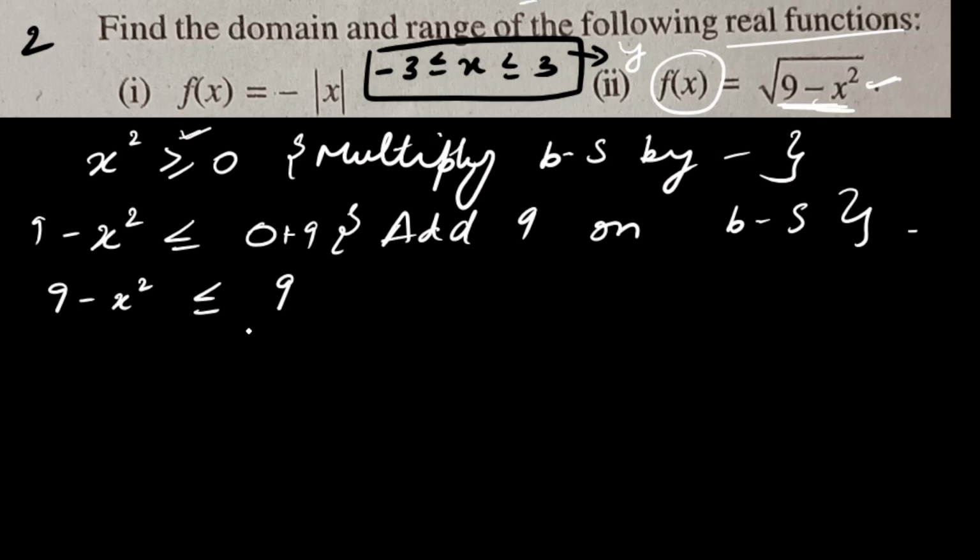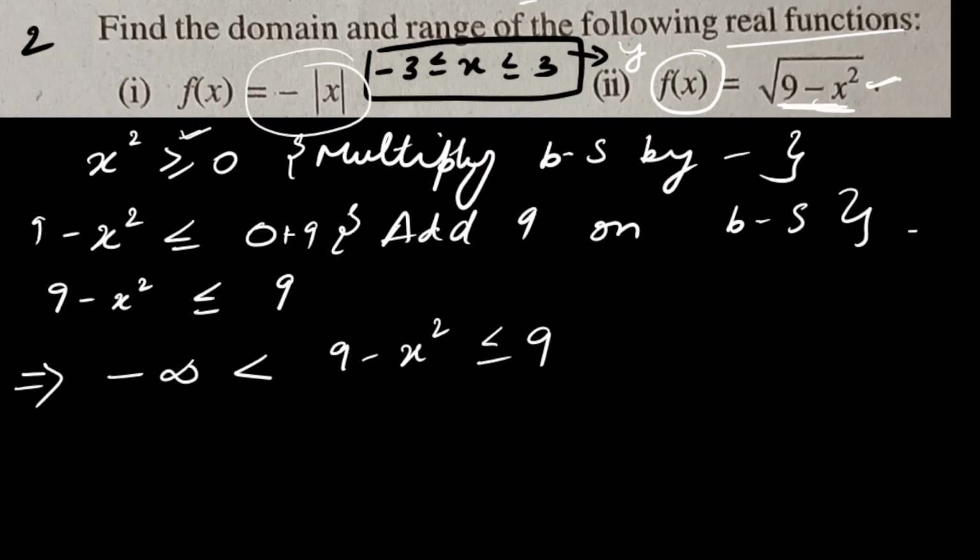If this thing is less than or equal to 9, one thing we can understand is that this full thing will be greater than negative infinity. That is how the range will be, like in the previous question. See, this value is decreasing, it is always less than or equal to 9, so the values will become negative at some point. So this thing will always be less than or equal to 9 and greater than negative infinity, right?